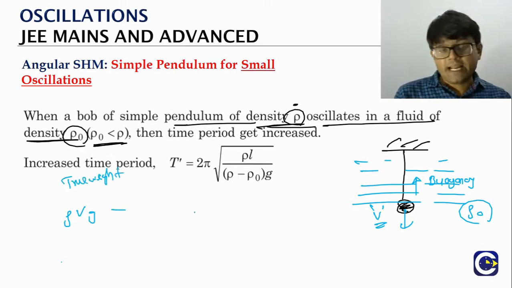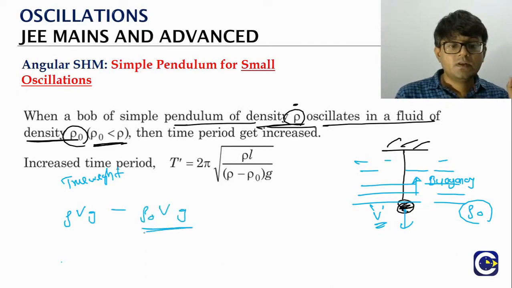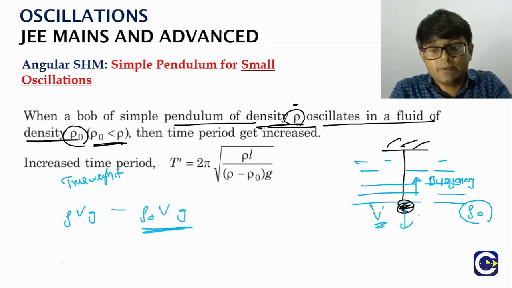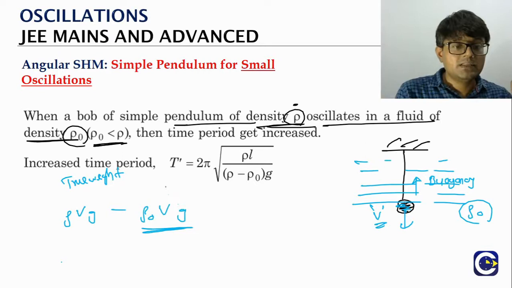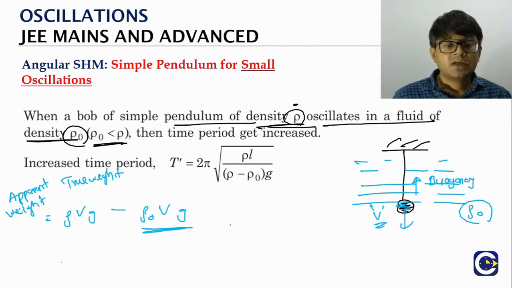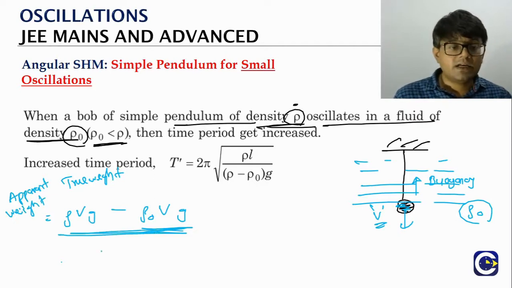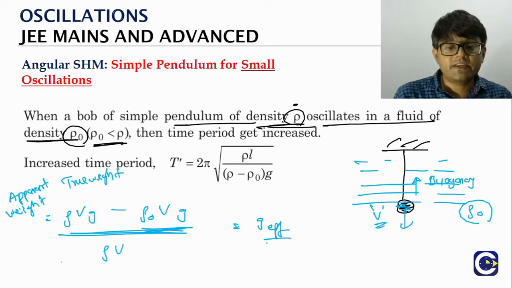From the true weight, we subtract the buoyancy, the upward thrust. What is upward thrust? The weight of the fluid displaced. The fluid density is rho naught. We are assuming the entire bob is inside, so the entire V is the volume of the fluid displaced, into g. This is the buoyancy. So from the true weight, if you subtract the buoyancy, this is the apparent weight. Now when you divide the apparent weight by the mass of the bob, that is what will give us the g effective.